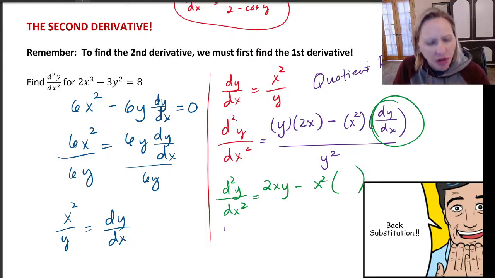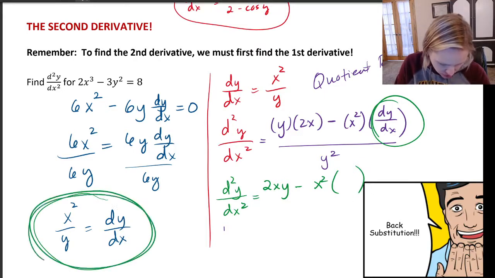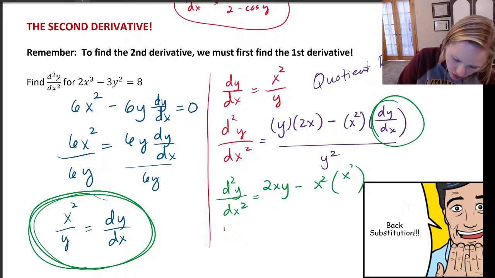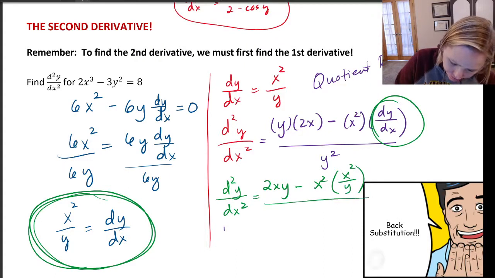Well, didn't we just find dy dx? So couldn't we just replace dy dx with x squared over y? The answer is yes, and that's what we're going to do.